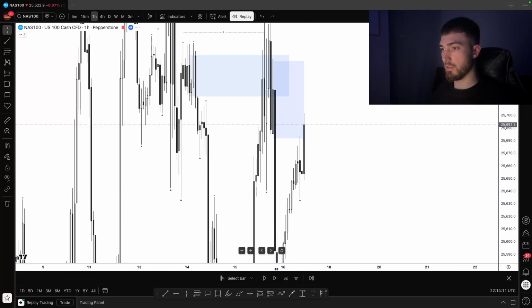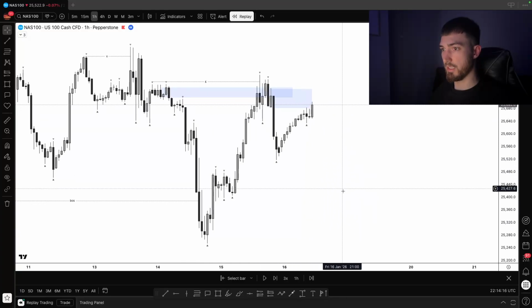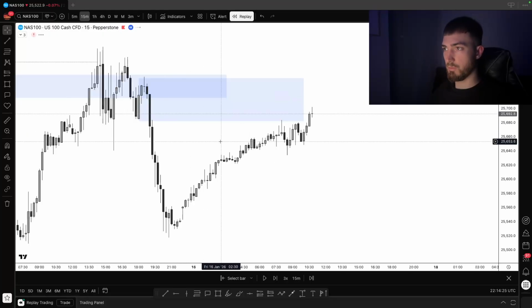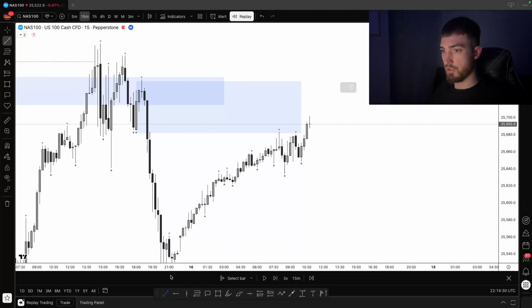Same bias of wanting to see price roll over from here, targeting the external range liquidity. Given we've got the same trade idea, the same bias, nothing's been invalidated yet, as our strong high is this previous day high.